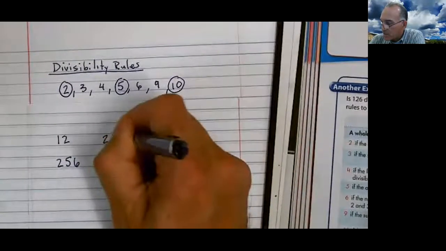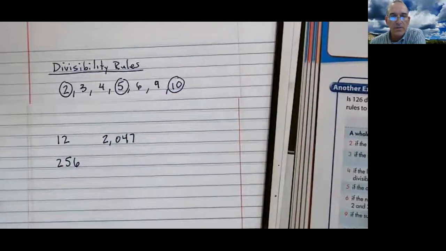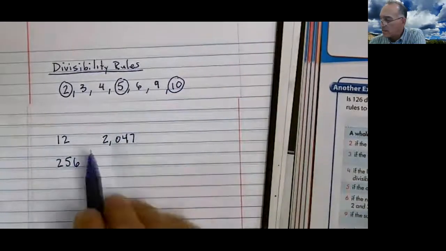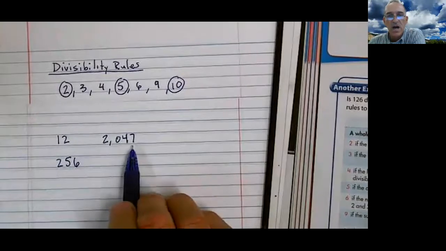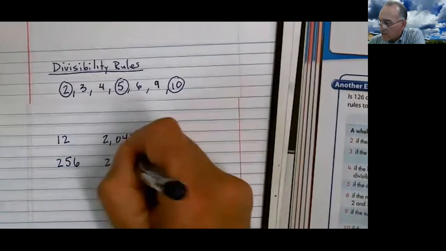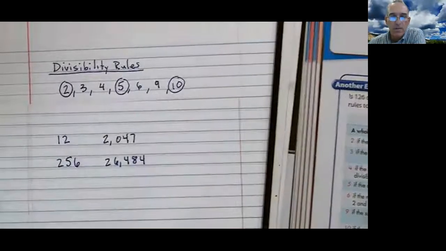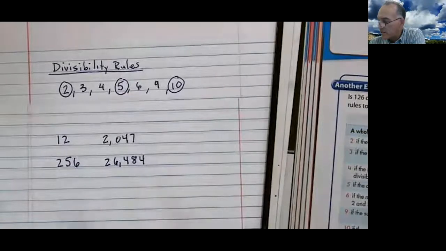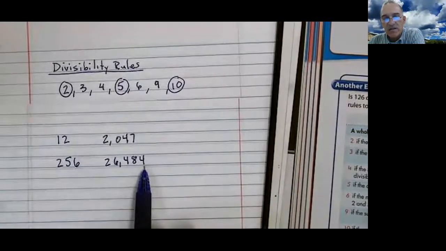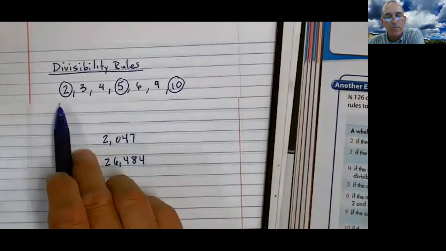Look at this number. Is this divisible by 2? No, it is not, because the ones digit is an odd number. How about this one? 26,484. Is that divisible by 2? Yes, it is, because the ones digit is even. Do you see how you already knew that one?